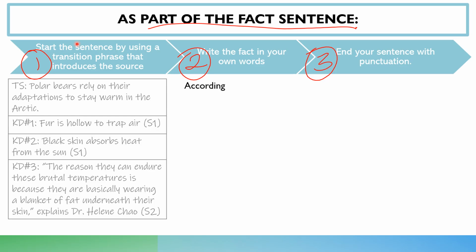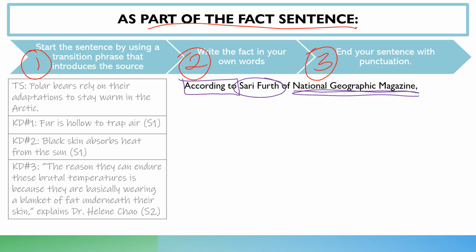So here's how I'm going to start. According to Sari Firth of National Geographic magazine, so that's using that transition phrase, this word here, according to, is sort of my transition phrase. It's telling me who is saying it. And then I have the name of the author and where the source came from. So this is all my lead-in. Now I'm going to write the fact in my own words.